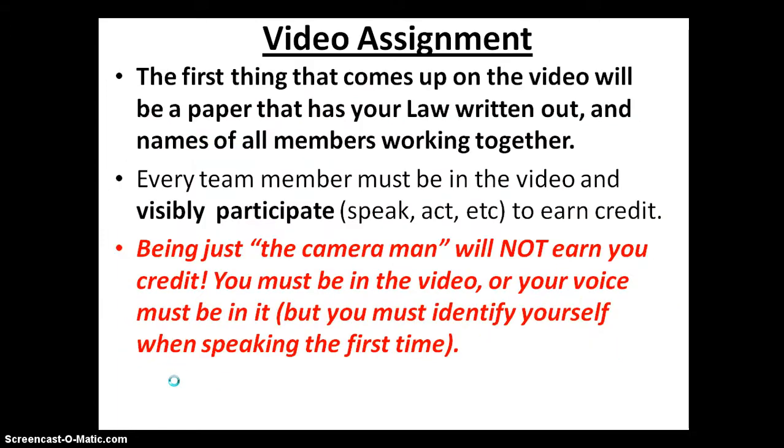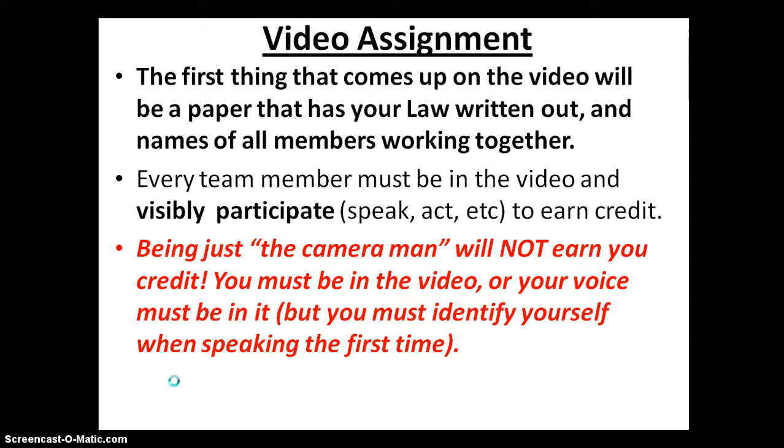The first thing that's going to show up on the video will be basically a piece of paper that has your law written on it, and the names of all members working together so that you get credit. Now, every team member must be in the video itself and visibly participate. That means you have to be speaking or acting in it to earn credit. If you're just a cameraman, you will not earn credit. You have to actually be in the video.